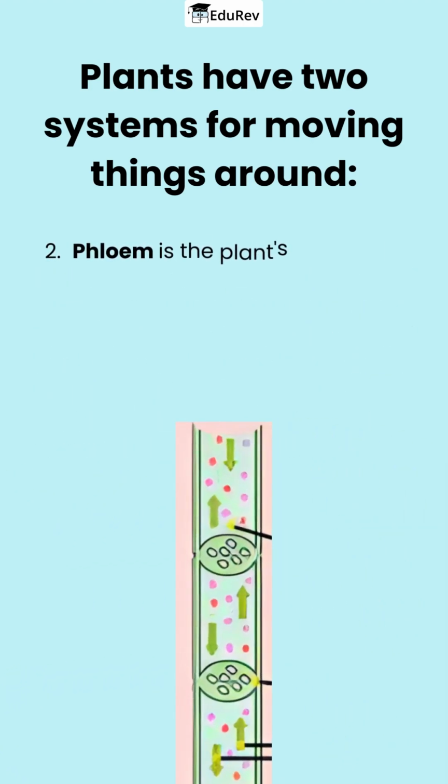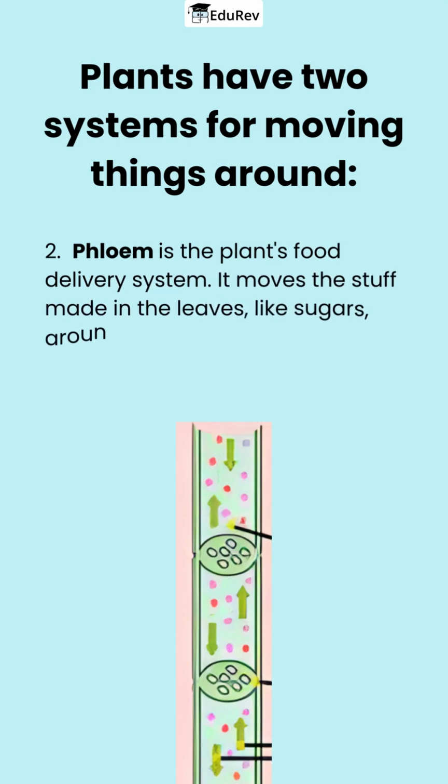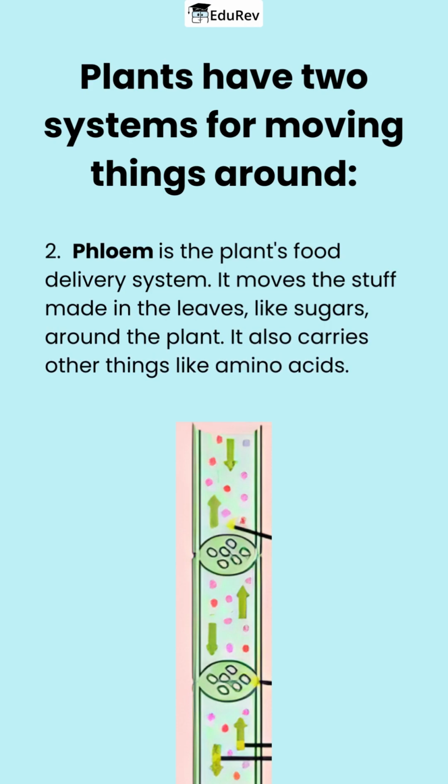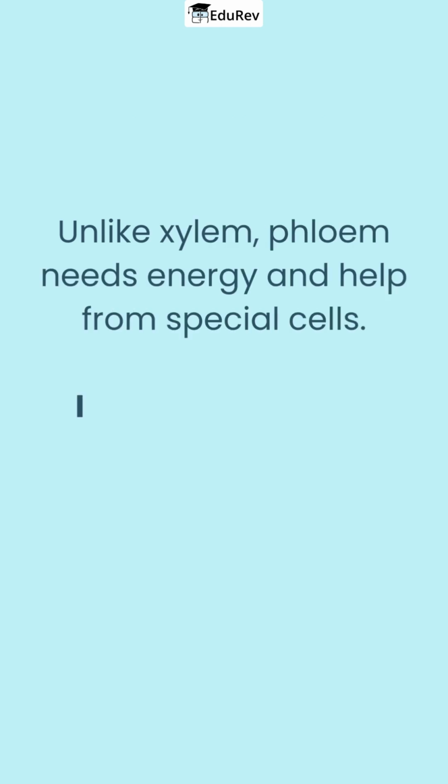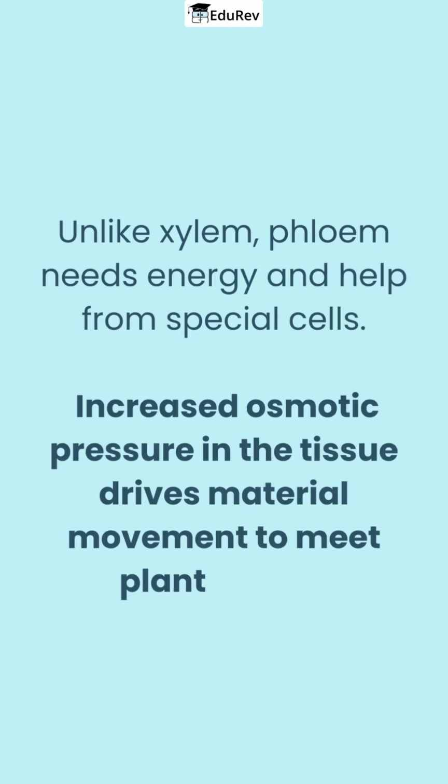Phloem is the plant's food delivery system. It moves the stuff made in the leaves, like sugars, around the plant. It also carries other things like amino acids. Unlike xylem, phloem needs energy and help from special cells. Increased osmotic pressure in the tissue drives material movement to meet plant needs.